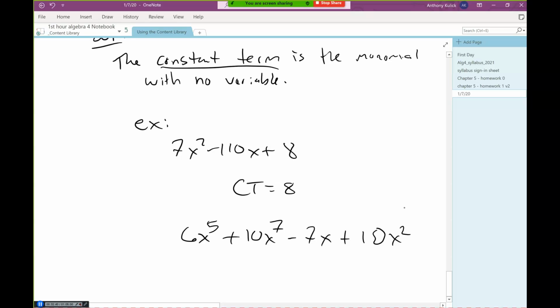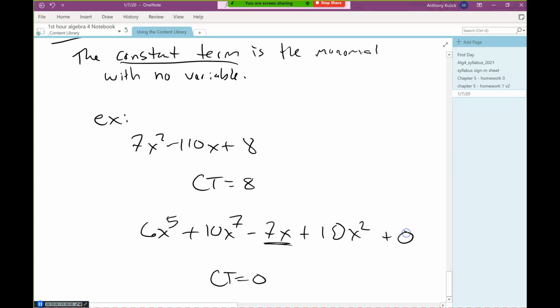So for 6x to the 5th plus 10x to the 7th minus 7x plus 10x squared, what's the constant term going to be? It's not 7, because 7 still has a variable attached to it. Constant term is 0, right? Because there's nothing in that polynomial that doesn't have a variable attached to it. But we can always write a plus 0 at the end. So the constant term is just 0 in that case. Everybody okay there?